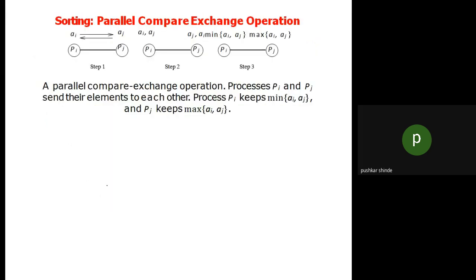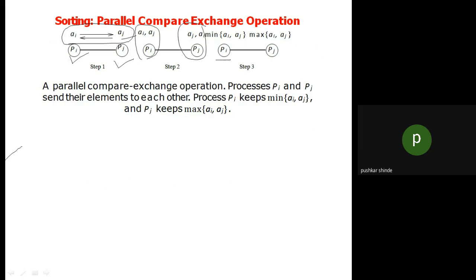Now in sorting, how does the compare exchange operation work? Suppose there are two processors, pi and pj. Both are basically exchanging the values they have with the other processor. So ai is given to pj, aj is given to pi. So pi will have ai aj and pj will also have ai aj.